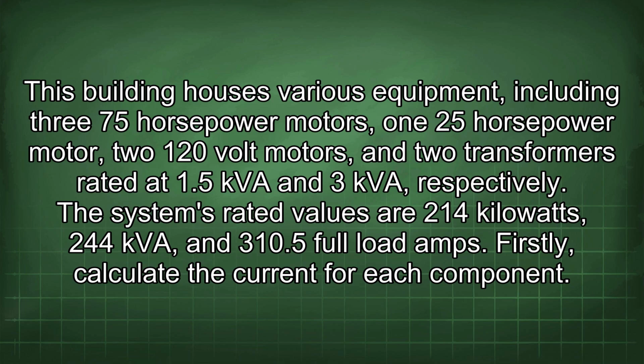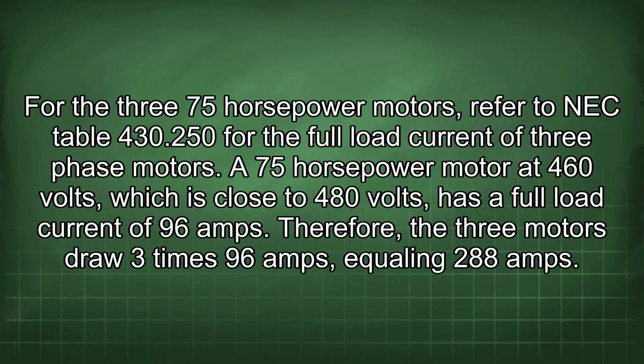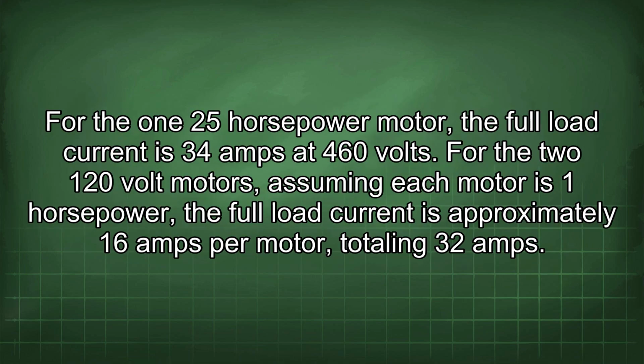Firstly, calculate the current for each component. For the 3 75 horsepower motors, refer to NEC Table 430.250 for the full load current of 3-phase motors. A 75 horsepower motor at 460 volts, which is close to 480 volts, has a full load current of 96 amps. Therefore, the 3 motors draw 3 times 96 amps, equaling 288 amps. For the 125 horsepower motor, the full load current is 34 amps at 460 volts.